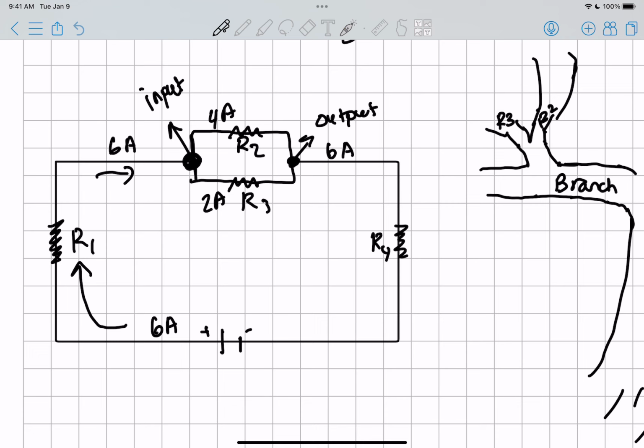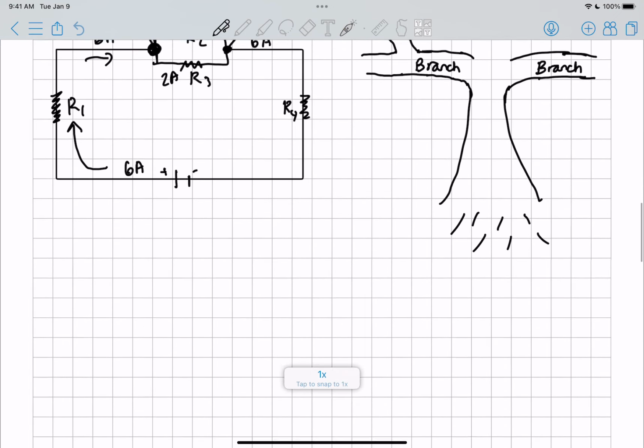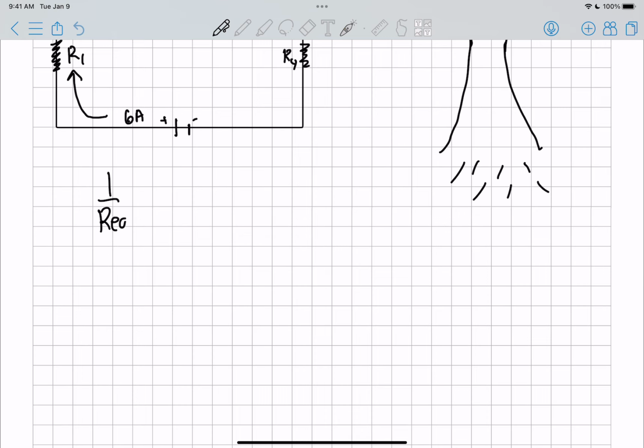As Matthew pointed out, for parallel resistors, in order to find the equivalent resistor, the one that would be the combined version of R2 and R3, you would take 1 over R equivalent, REQ, the equivalent resistance that we're looking for. Essentially you just take the sum of the reciprocals of the resistances of each resistor in parallel. So we have 1 over R2 plus 1 over R3. R2 and R3 are in parallel with one another, so we add up the reciprocals, and that sum is equal to the reciprocal of the equivalent resistance.